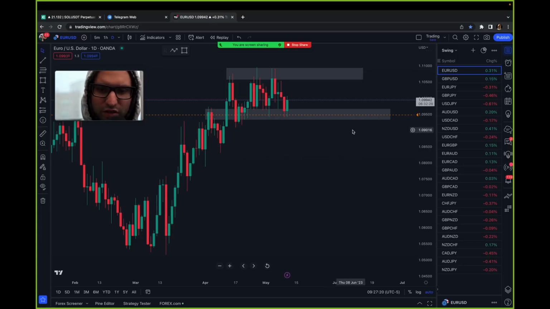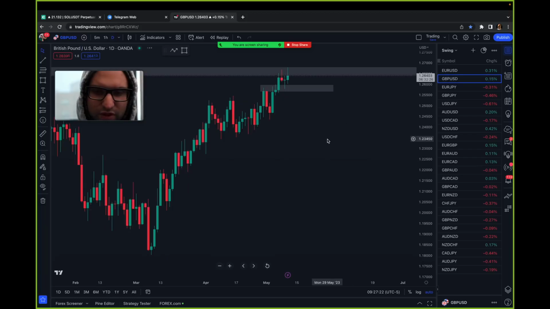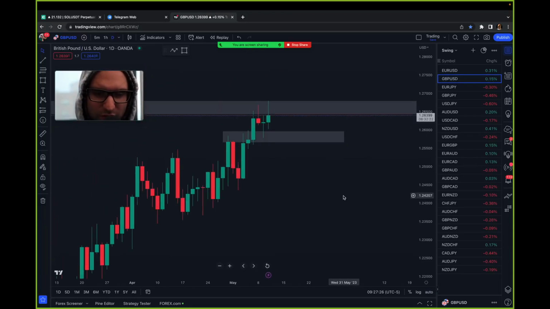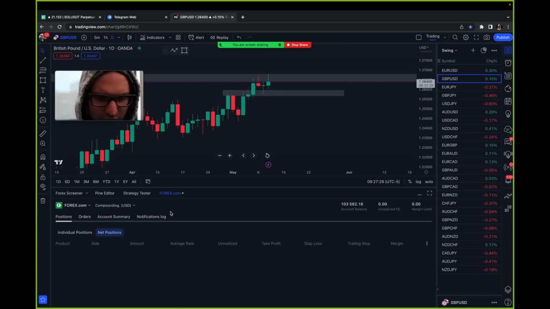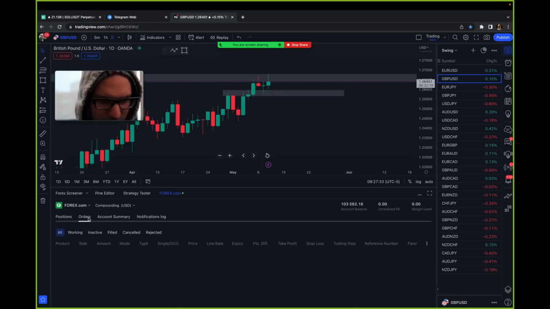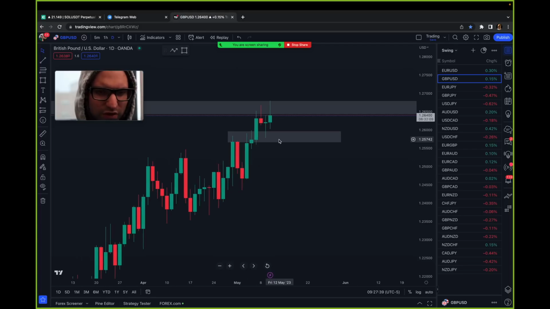So that's Euro USD. GBP USD, let me show you how simple this is. We just hit a daily zone. I actually sold up here and just closed at a small loss this morning. This is my Forex.com account. Where's the... Oh, great. It's not even going to show it here. You can't even see your P&L. Never mind. I lost a couple hundred dollars on this one, so it wasn't a big deal.